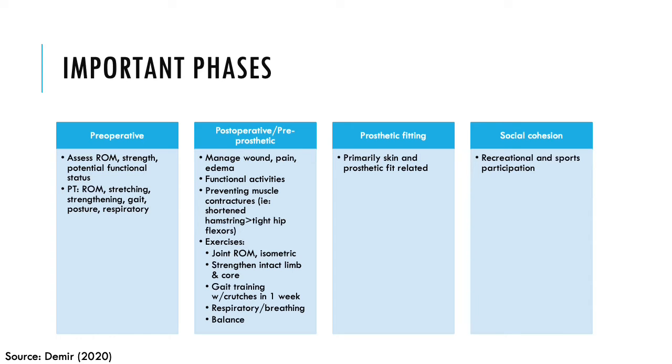There's going to be also a lot of work to prevent muscle contractures. For example, when you're getting your lower limb amputated, your hamstring is going to be shortened, which might cause the hip flexors to tighten up, and you'd have some contractures there.